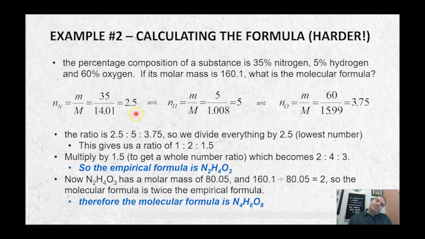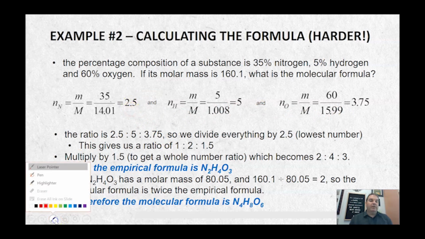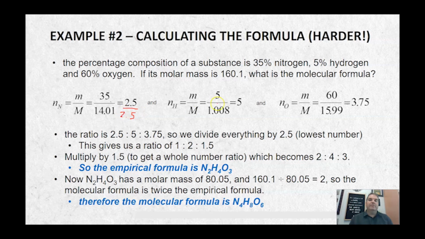Now, when you work out these ratios, you get 2.5, 5, and 3.75. The first thing I always say to people is take the lowest number, which is 2.5, and divide everything by it. I'm just going to write on this to show you what I'm going to do. Sorry, writing with my touchpad is a bit more difficult. So we're going to divide each of these by 2.5.